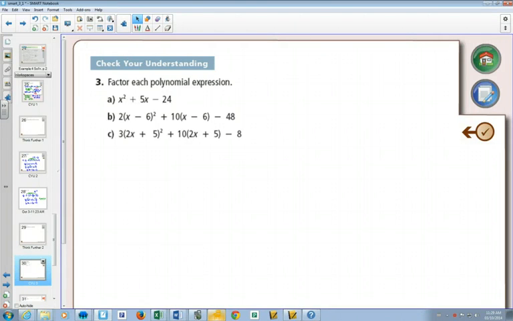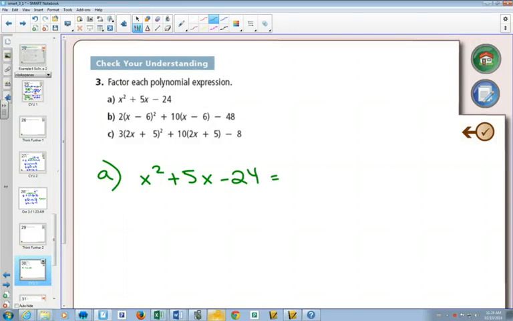So here we're just factoring. Part A is really a no-brainer. Okay, we've got x squared plus 5x minus 24. Again, always check, is there a common factor? Is there something you can pull out of each one of them? There is 1. You can pull out a 1.